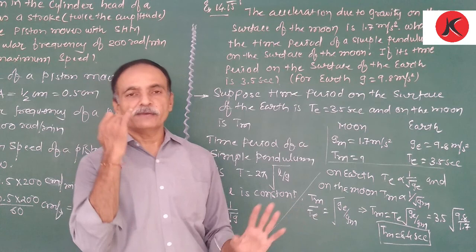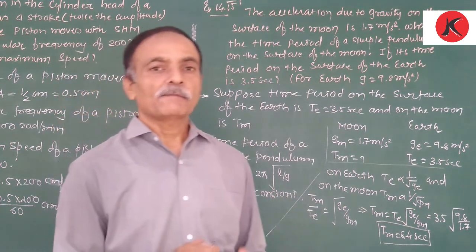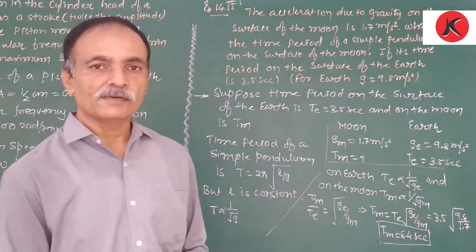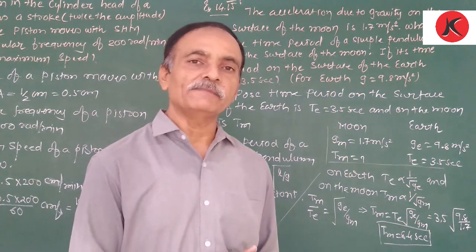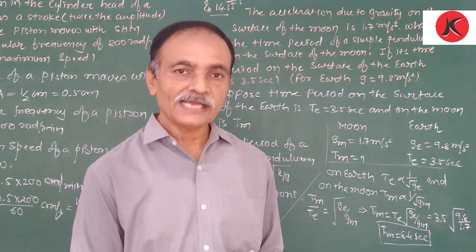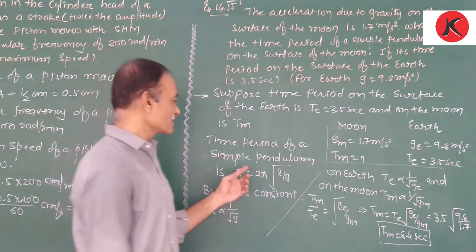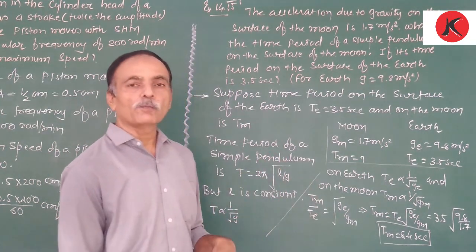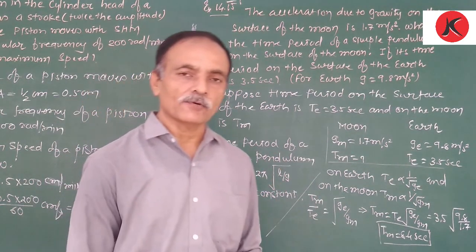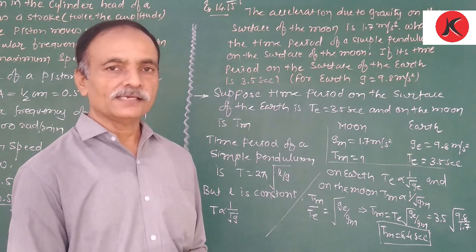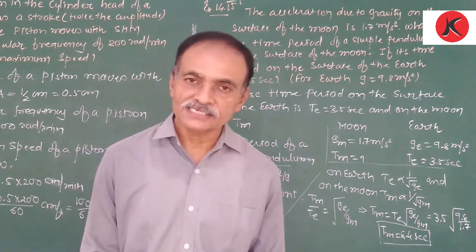So this type of numerical we already discussed. Find the length of a second pendulum. For a second pendulum, the periodic time T is equal to 2 seconds. Right? At that time, we also use this expression T is equal to 2 pi under root of L upon G. Clear? Okay. So here this chapter is completed.